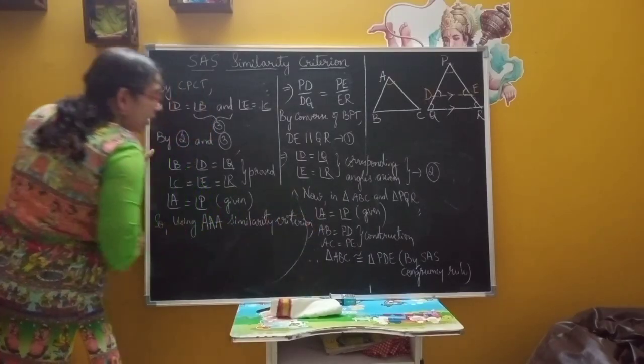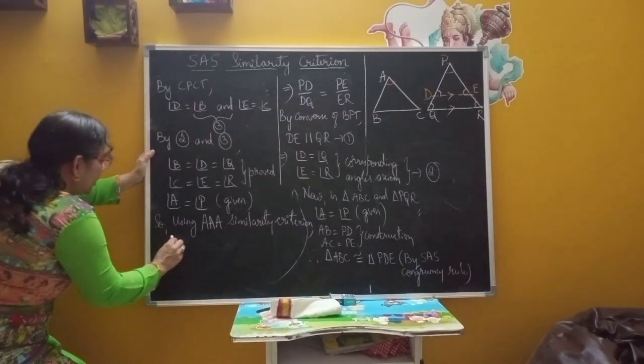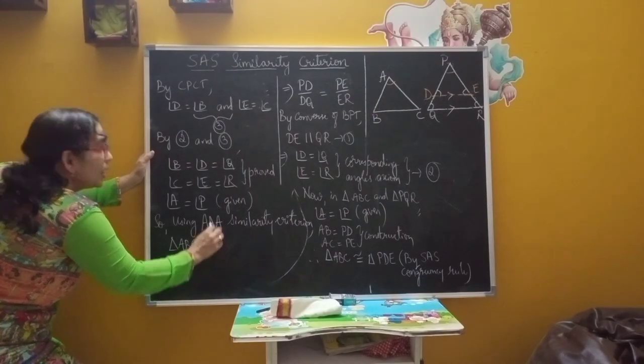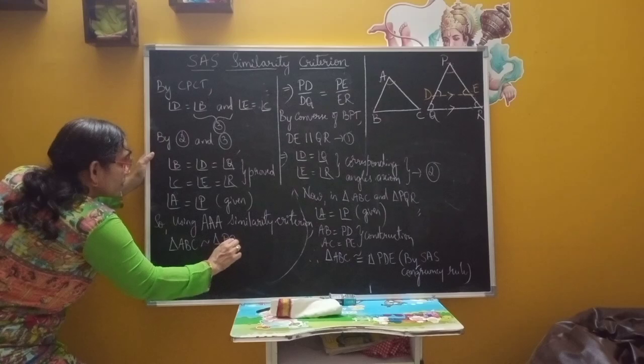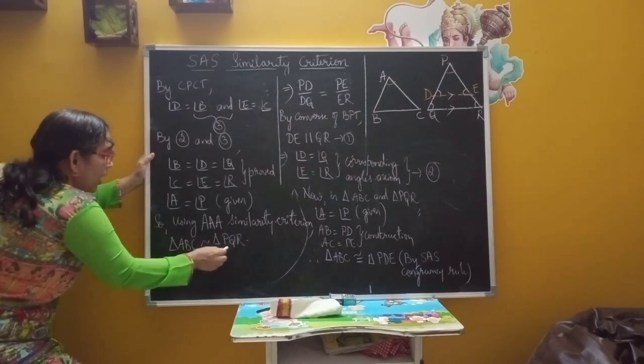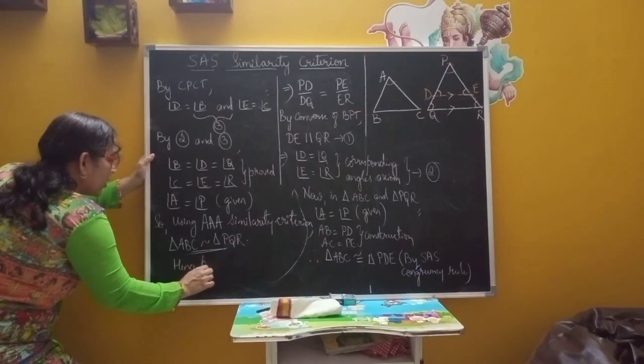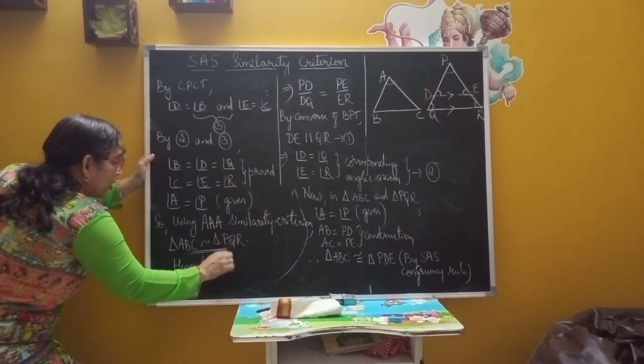we conclude triangle ABC is similar to triangle PQR. Hence proved. Hence we have proved the theorem.